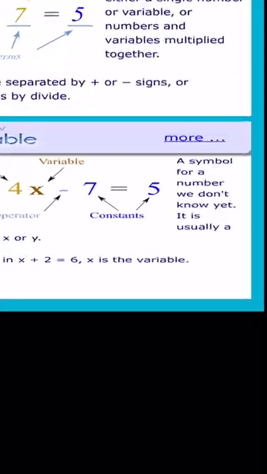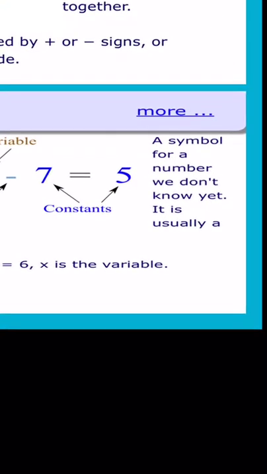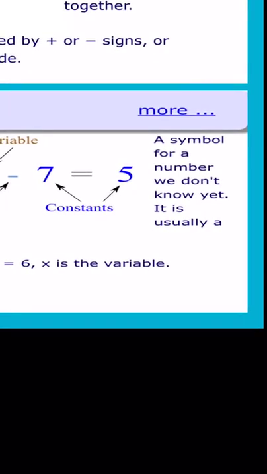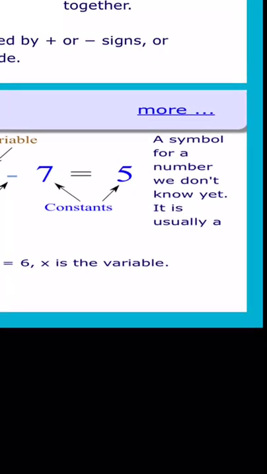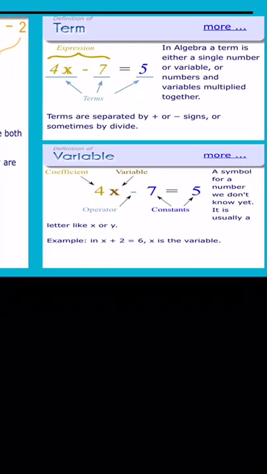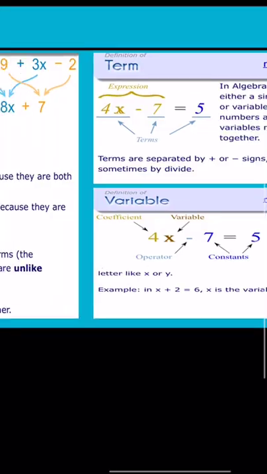And then we have the other one, the numbers that don't have the letters. Those are called constants. Notice this is a -7 because of the negative sign in front of the 7. And that is a +5 because there is no negative sign. So once again, we're talking about coefficient and constant.